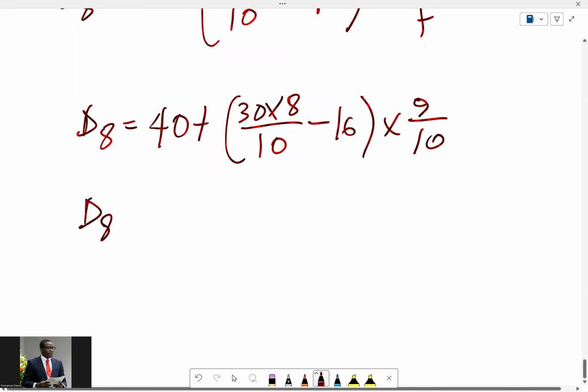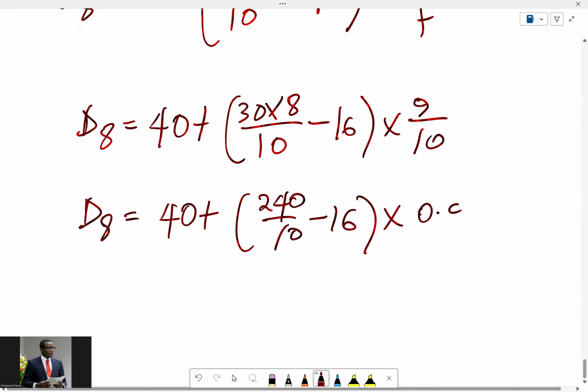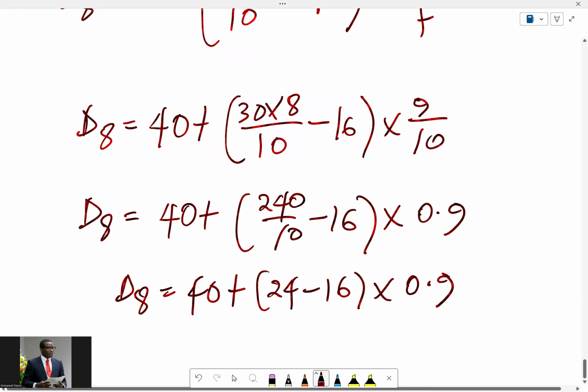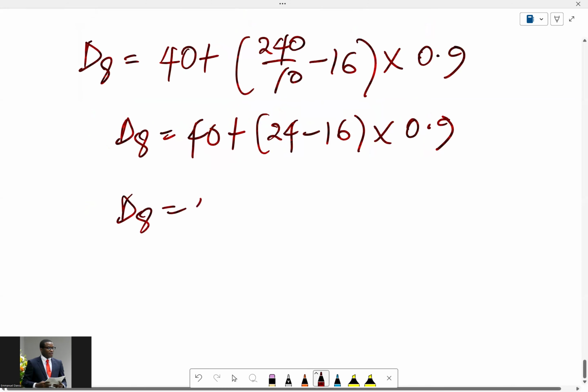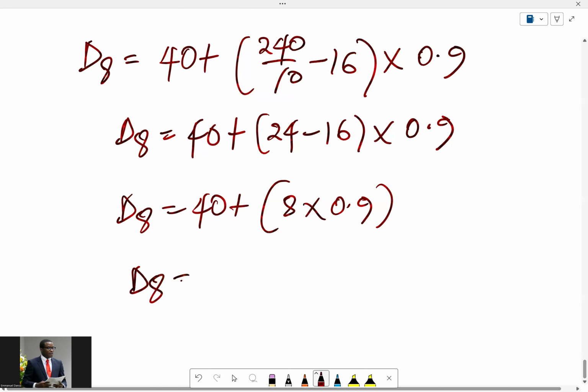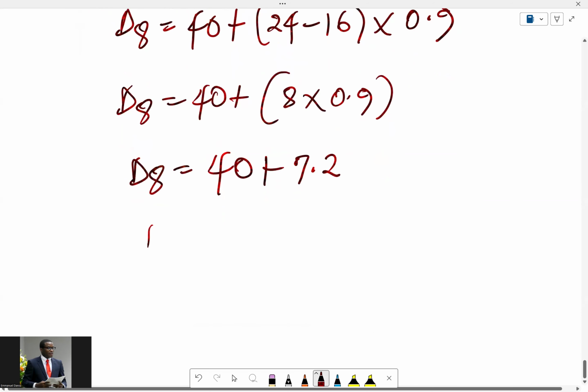So the 8th decile is 40 plus 240 over 10 minus 16 times 0.9. So D8 is equal to 40 plus 24 minus 16, that's 8, times 0.9. So D8 is equal to 40 plus 7.2, not 0.72, that is 7.2. And the eighth decile will be 47.2.